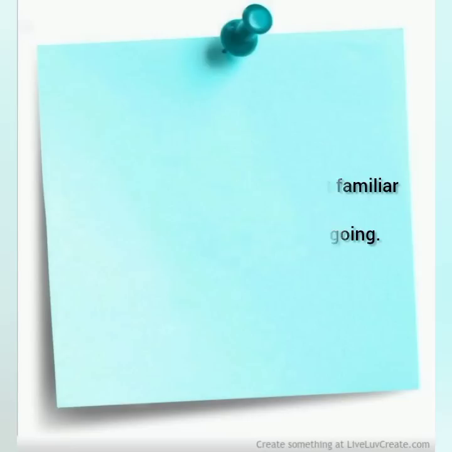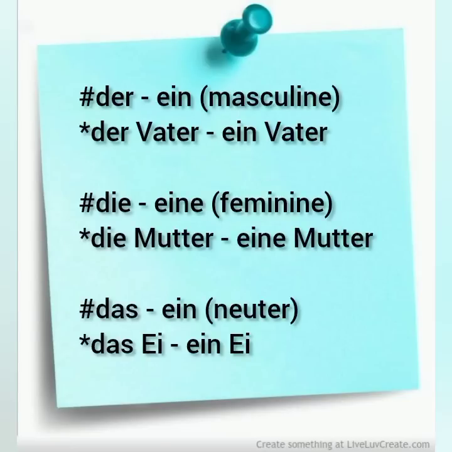So the indefinite article for der is ein. Remember, for masculine, the indefinite article for der is ein. In the example, we have der Vater, the father. Now its indefinite article is ein Vater. Ein Vater now means a father. So for masculine, it's der for the definite, and now its indefinite is ein.